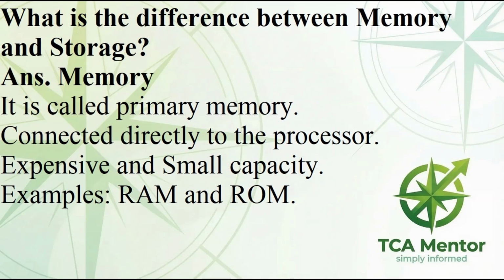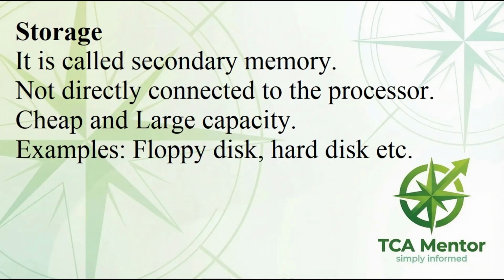What is the difference between memory and storage? ANS. Memory. It is called primary memory, connected directly to the processor. Expensive and small capacity. Examples, RAM and ROM. Storage. It is called secondary memory, not directly connected to the processor. Cheap and large capacity. Examples, floppy disk, hard disk, etc.